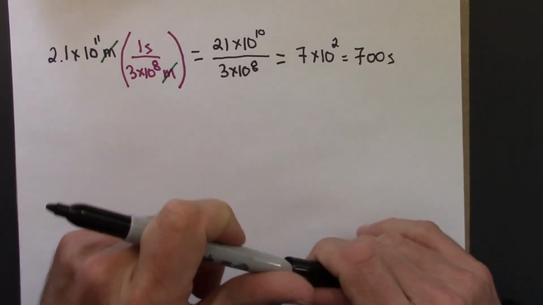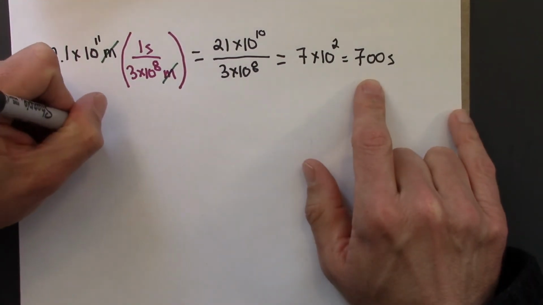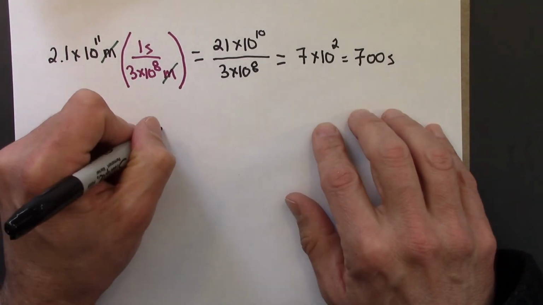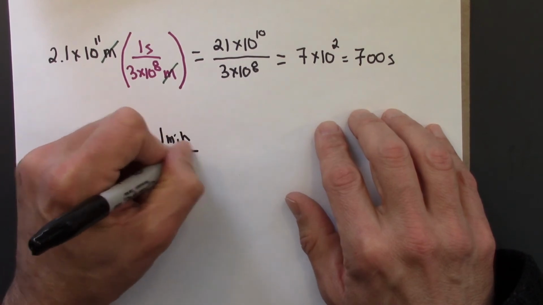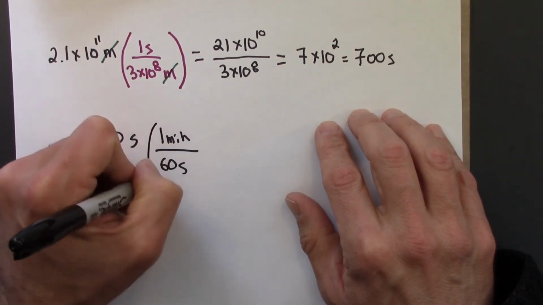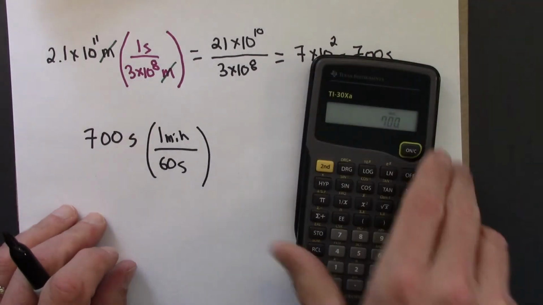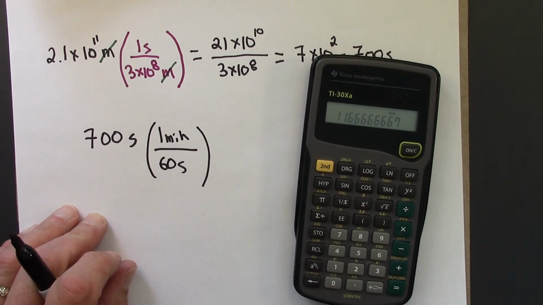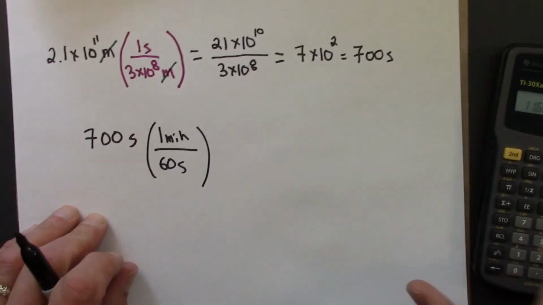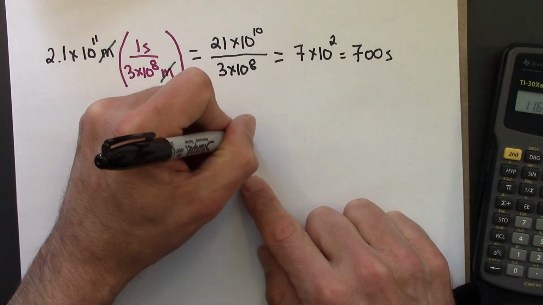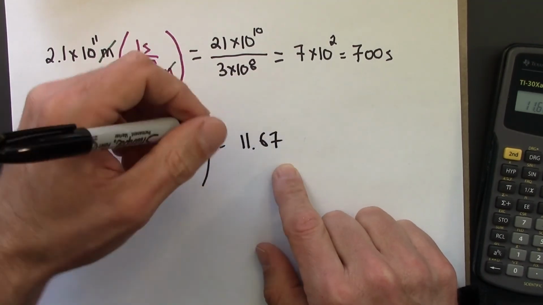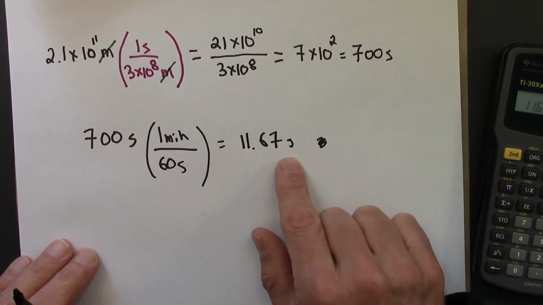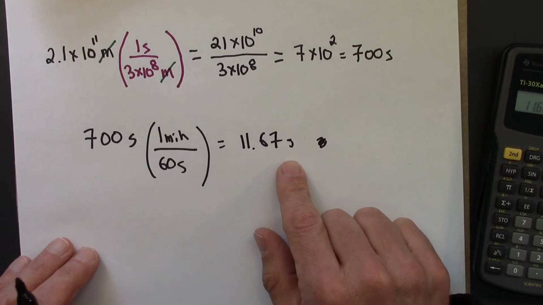Let's end just by converting this to something maybe a little more relatable. I'm going to convert this to minutes. In 1 minute, there are 60 seconds. There's another conversion factor. So 700 divided by 60 is 11.67. So that's almost 12 minutes. 11 and 2/3 minutes. 11 minutes, 40 seconds.